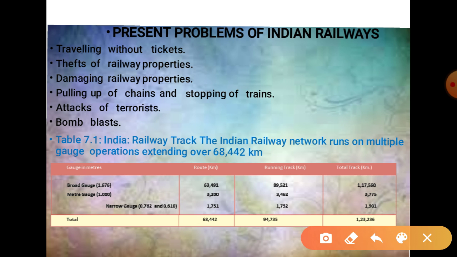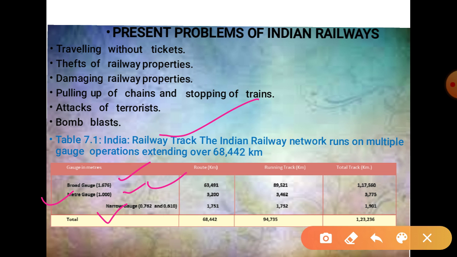But when we talk about the railway tracks, there are three kinds of railway track. First is called broad gauge, second meter gauge, and the third one is narrow gauge. The distance of the track is 1.676 meters for the broad gauge, which means it is above 1 meter. Meter gauge, the ideal distance, is 1 meter, and narrow gauge is below 1 meter, from 0.762 to 0.610 meter.